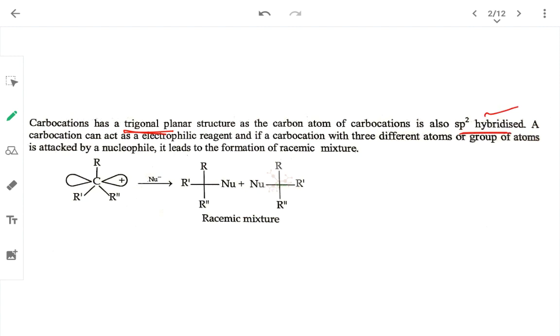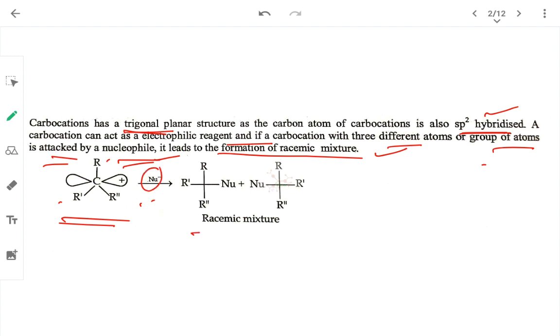A carbocation can act as an electrophilic reagent, and if a carbocation with three different atoms or groups of atoms is attacked by a nucleophile, it leads to the formation of a racemic mixture. Now this is a carbocation with three different atoms or groups, attacked by a nucleophile, and it leads to the formation of a racemic mixture.